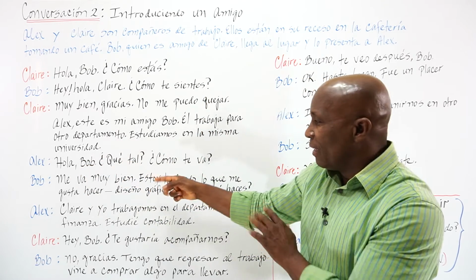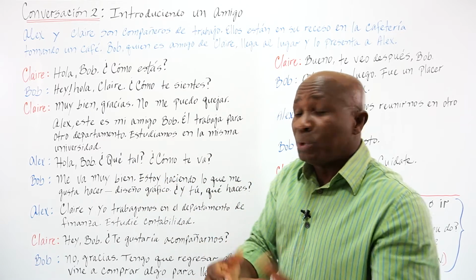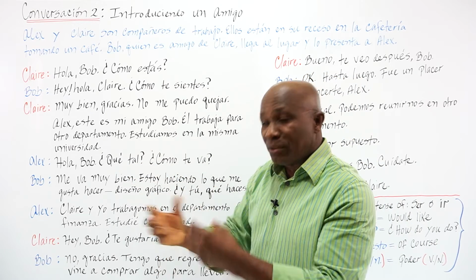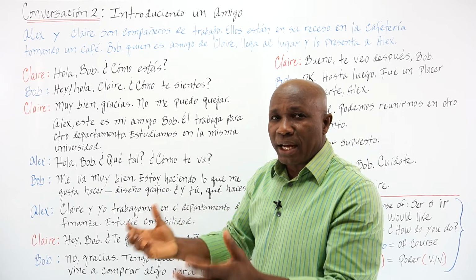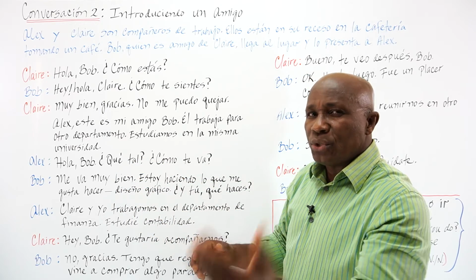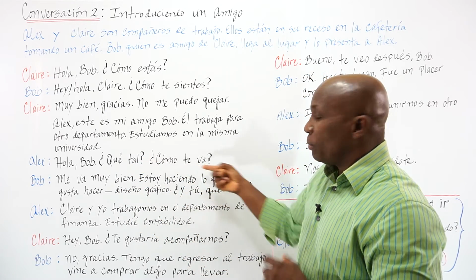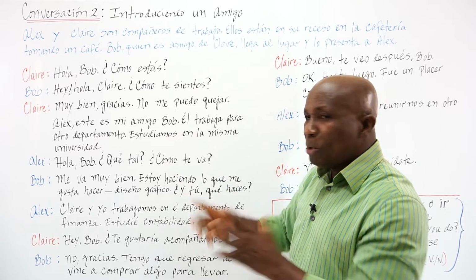Hola, Bob. ¿Qué tal? How do you do? This phrase, how do you do, is a phrase that we know is used when you meet somebody and you want to keep certain distance. You use ¿Qué tal? Right? ¿Cómo te va? How are you doing? This is very common. ¿Cómo te va? Right?